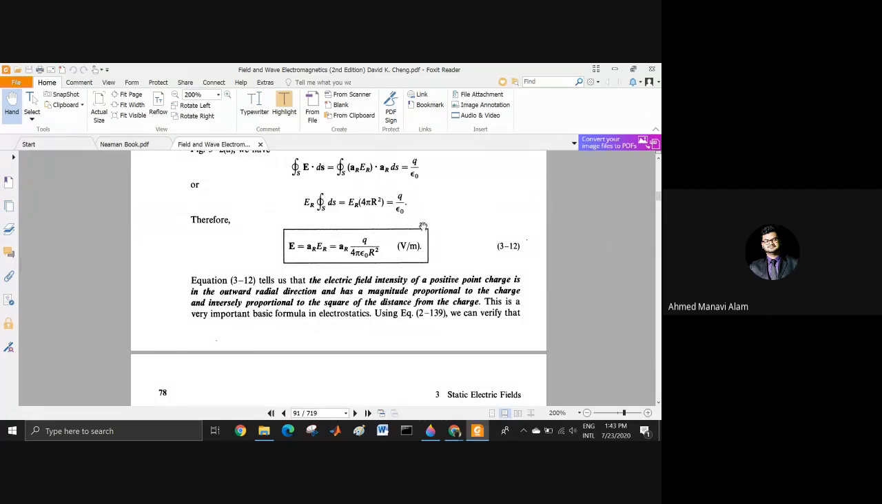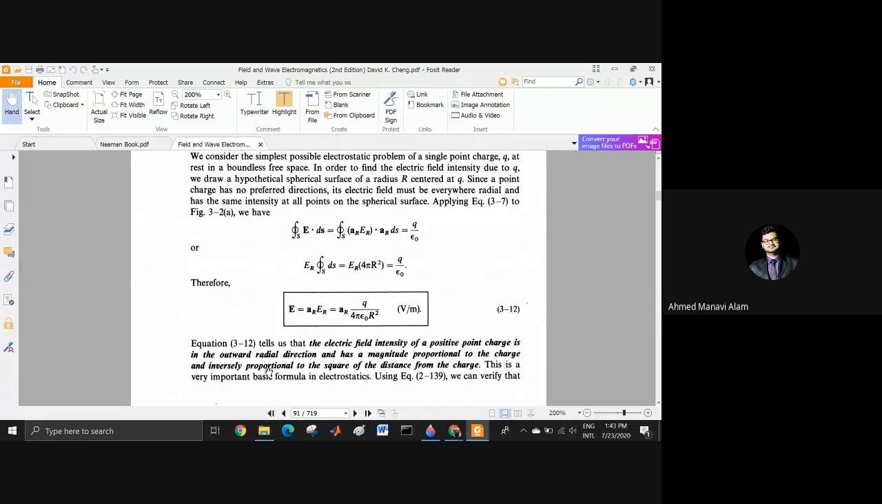Okay, by dividing, it goes to the right hand direction. So E equals to AR Q by 4 pi epsilon naught R square. So this is my electric field intensity. Okay, so Coulomb's law থেকে এগুলো আসে.